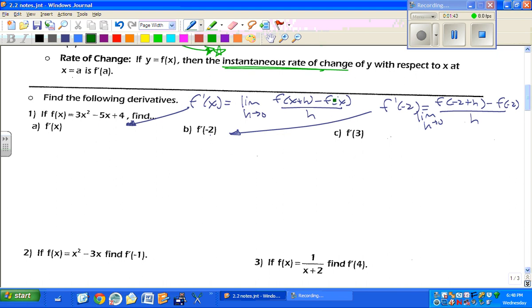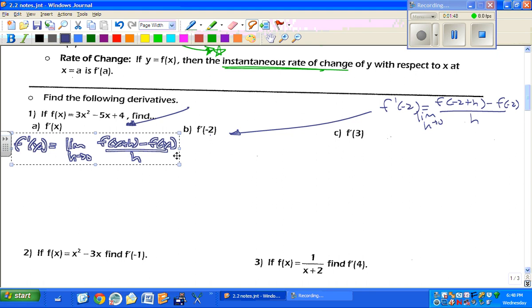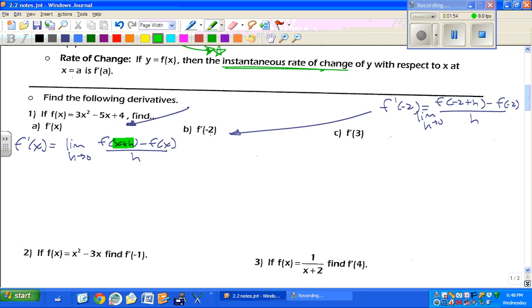For part A, we've already set it up right here. Now, we have to take x plus h and substitute it into the function for x, just using function notation here. So we have limit as h approaches 0. X plus h goes in there, so we have 3 times x plus h squared minus 5 times x plus h plus 4. So that's our f of x plus h part. Right? That's this portion. Next, we have to go ahead and just do minus f of x.